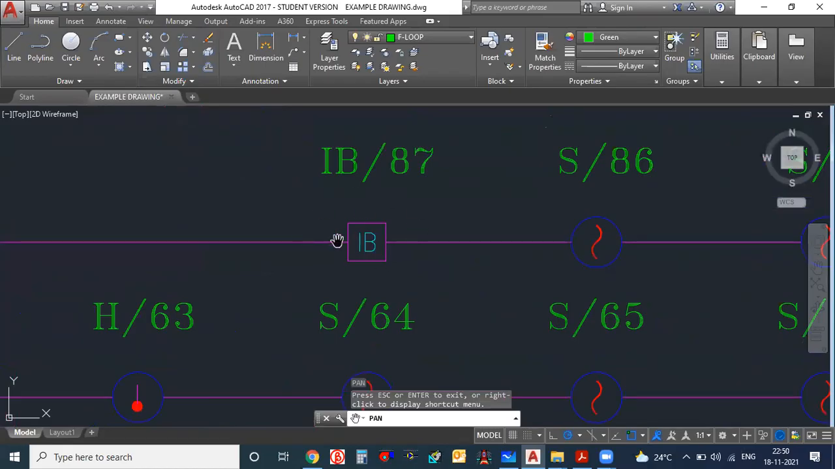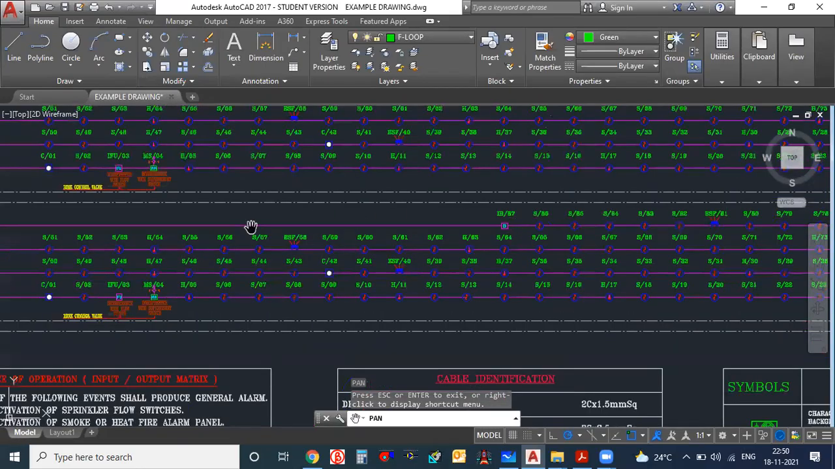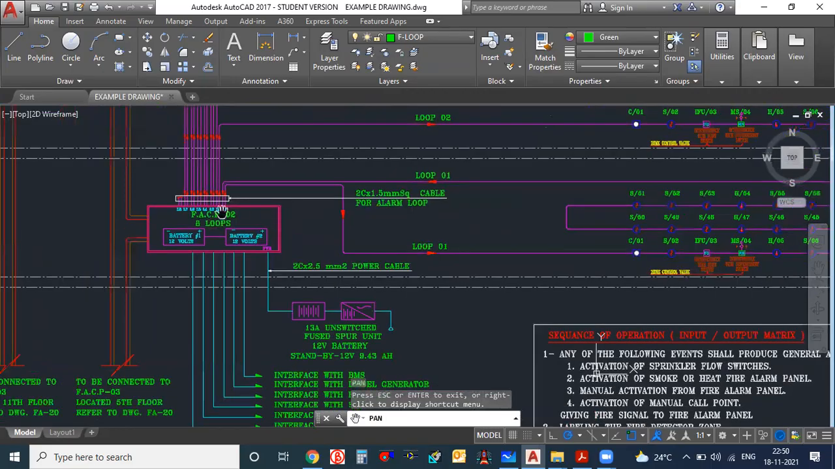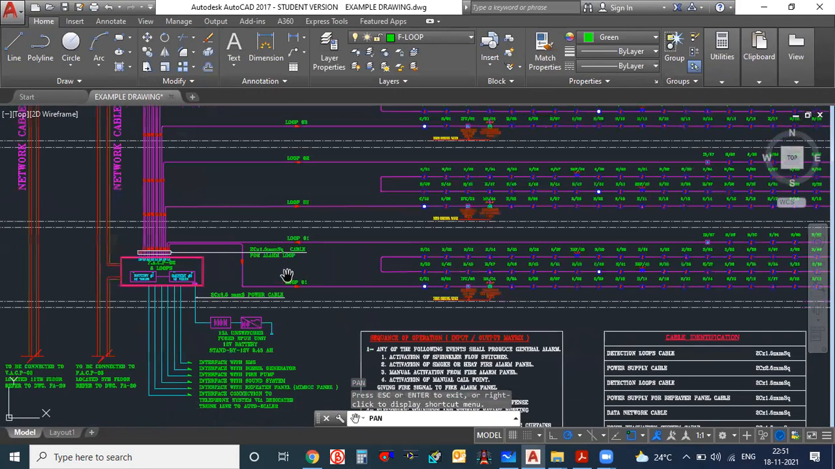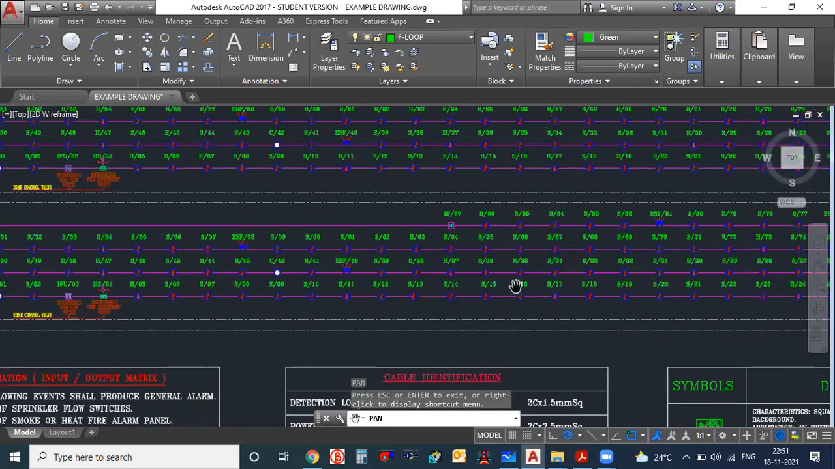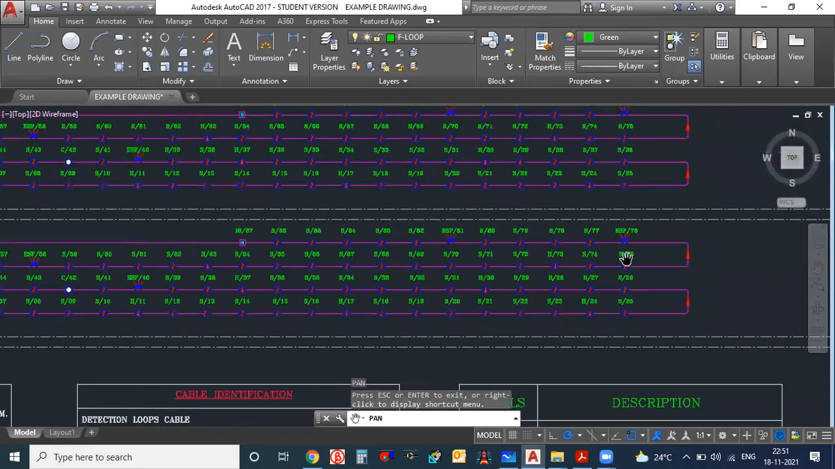It is connecting with this isolator base. Then again, this is going back to the fire alarm control panel. So one will be the input device, one will be the output device. Output devices will be in the form of horn strobes or any ringing alarm, those things. The input devices will be our detectors, manual call points, monitor modules. Just by seeing one loop, you can understand. And here you can see how they are following.